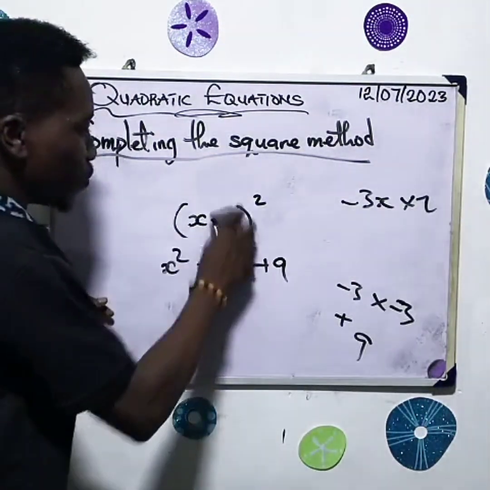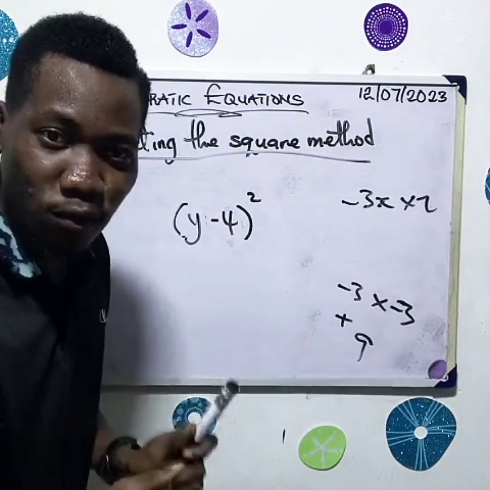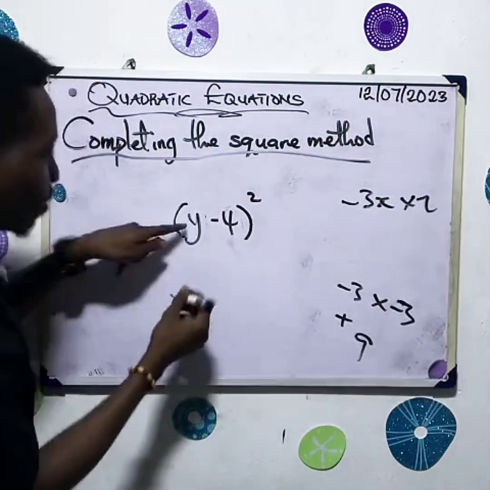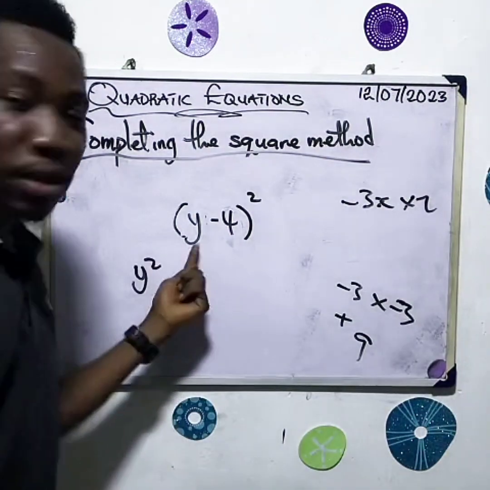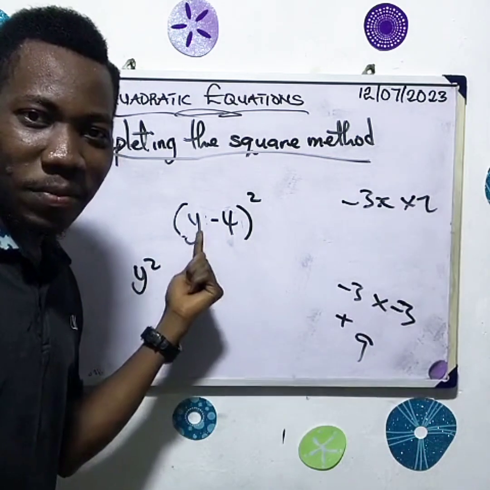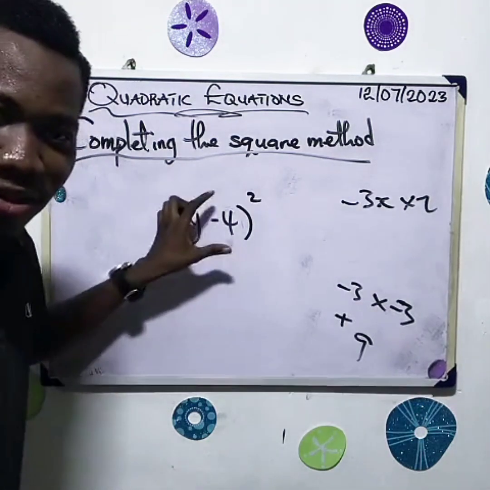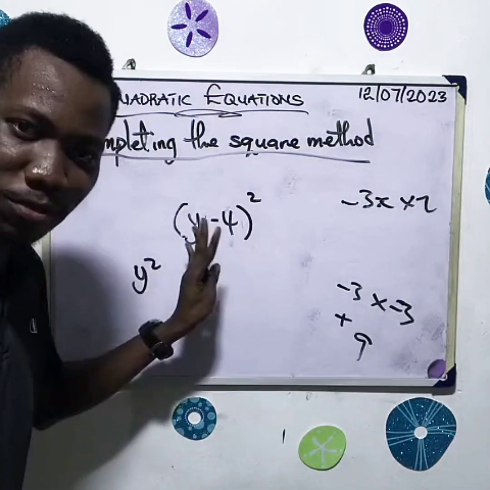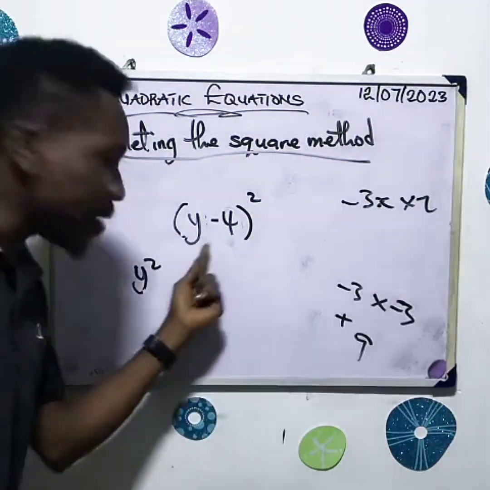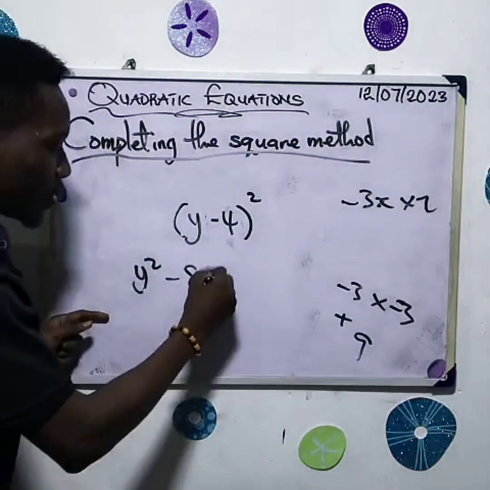I will use another example. Let's use 4 this time around. What I will do, again, please pay attention: square what you have here. The answer will be this square, which is y squared. Then multiply these two terms, y times minus 4. Please pay attention, don't stress yourself too much, it's a very simple thing. Whatever you have here, square it, and just write it. Y times minus 4 is minus 4y, times 2, that's minus 8y.